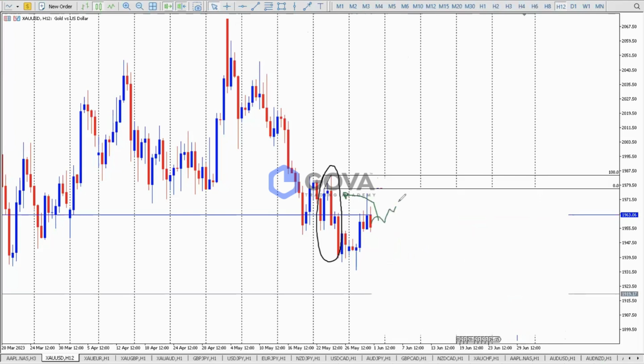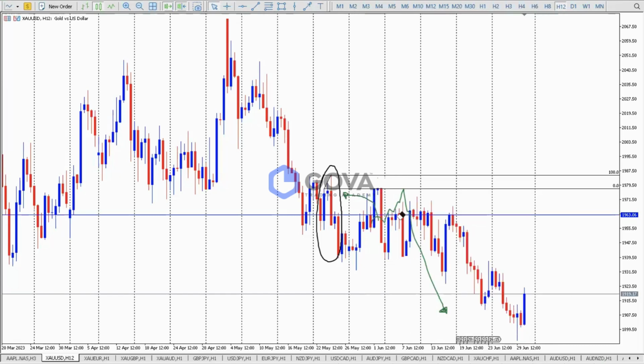So we are waiting for price to come back into the area, and then we are expecting price to go back down from here. You understand? And that is exactly what happened. You see how market price came into the zone, the new month. Remember, the new month opened from here.